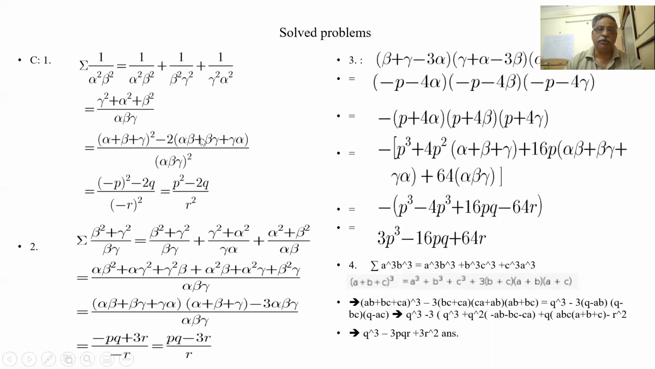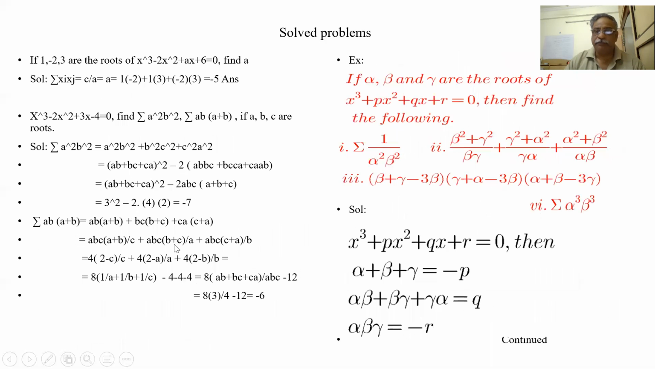Now all are in our regular terms. This is the sum of the roots, this is the sum of the products of two, and this is the product. So when I substitute the values, I am getting (p square minus 2q) by r square. Let us say the other one, sigma b square plus gamma square by beta gamma.